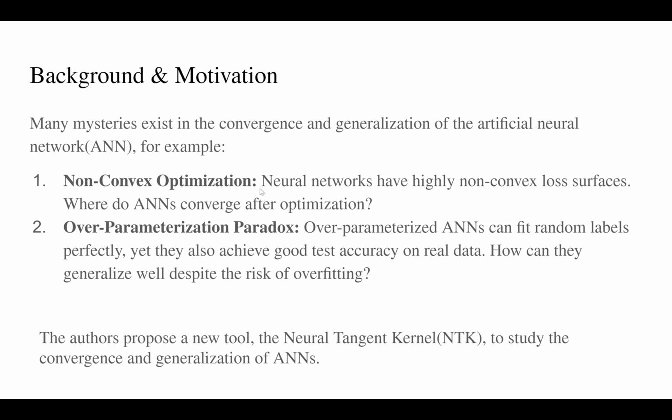Another mystery around generalization is the over-parameterization paradox. Over-parameterized ANNs can fit random labels perfectly, but at the same time, they can also achieve good test accuracy on real data. So how can they generalize well despite the risk of overfitting? The authors of the paper propose a new tool called the Neural Tangent Kernel to study the convergence and generalization properties of ANNs.